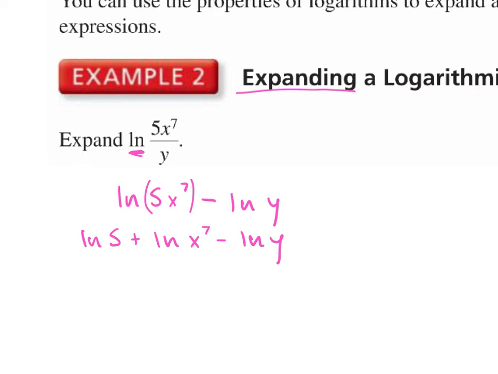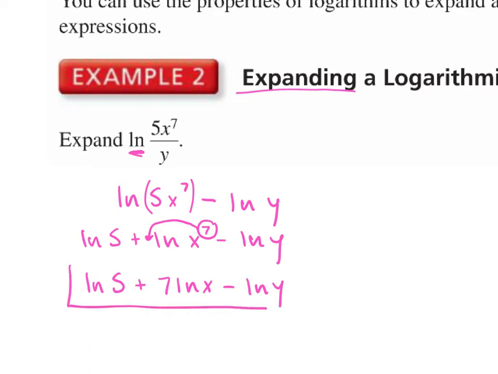All right, what else do you think we could do? Can we do anything with that exponent? Move it to the front. So it just goes to the front of the ln that it's attached to. Not the front of the whole thing, just the front of that ln. So we have ln of 5 plus 7 ln of x minus ln of y. That's our answer.